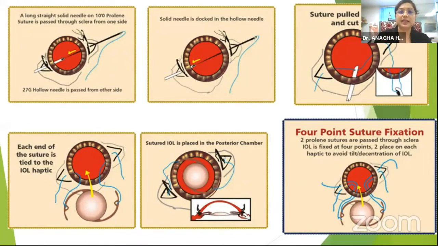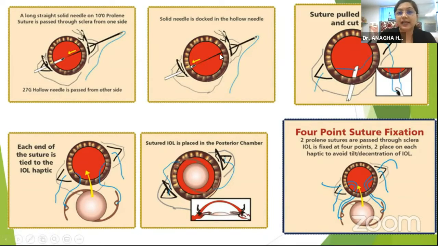Now let's begin with the SFIOL first. The basic plan here is that you're using a 10-0 suture from one side, put through the sclera, and a 27 gauge hollow needle from the other side.